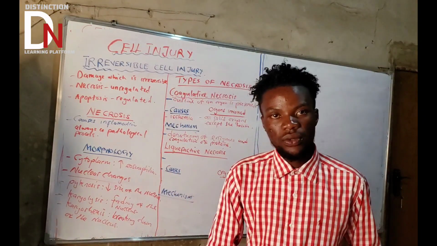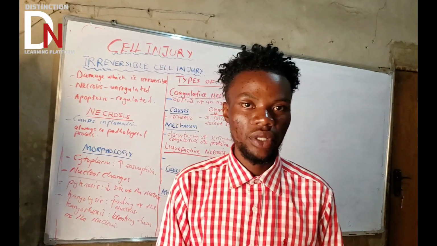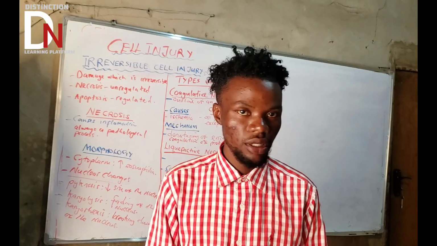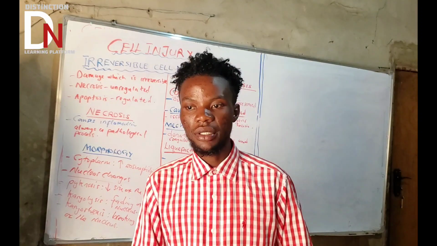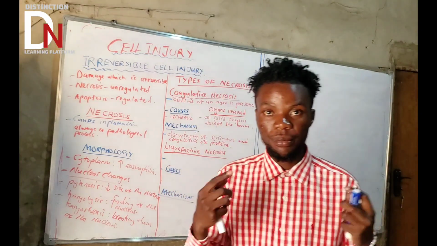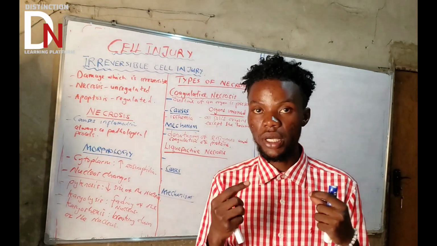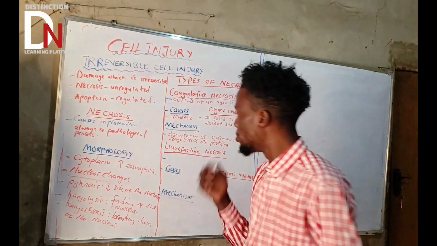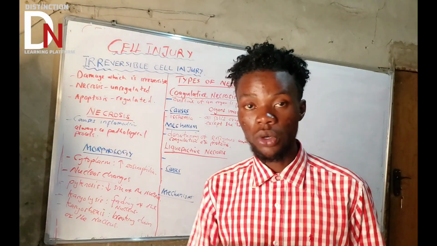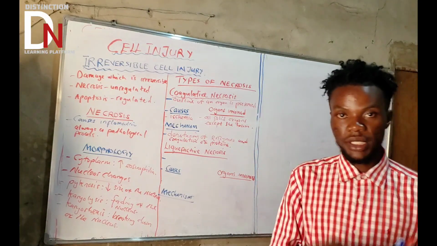Okay, what are those solid organs? We are talking about the heart, the spleen, the limbs, the kidneys, a lot of organs, but except the brain. The brain can't undergo coagulative necrosis. Boom, boom, boom. We are done with coagulative necrosis. Then what else are we supposed to talk about?